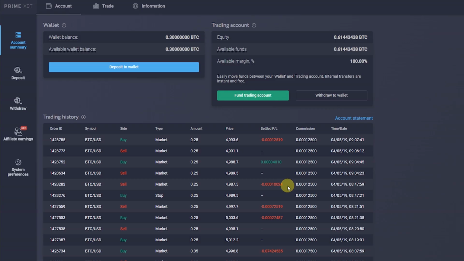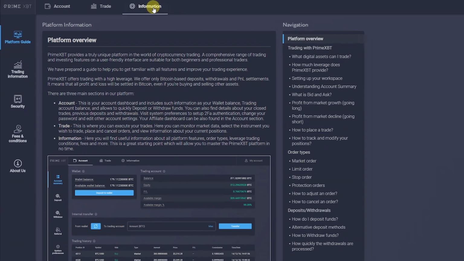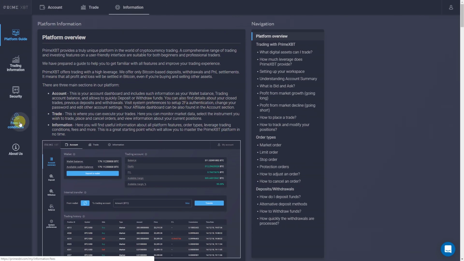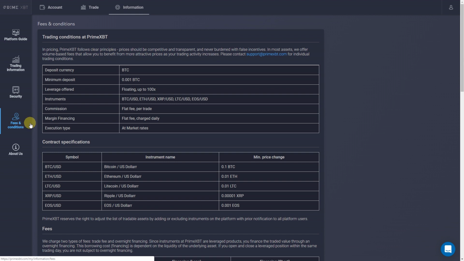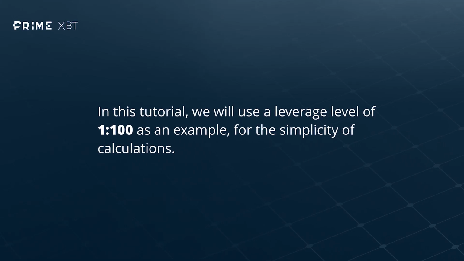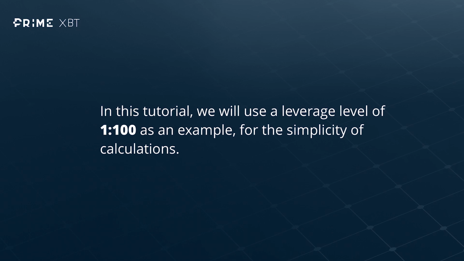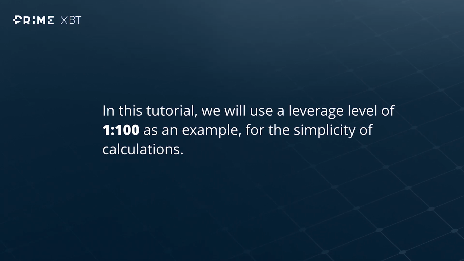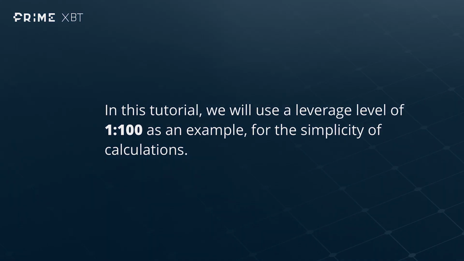To get more detailed and up-to-date information about the amount of leverage for a particular trading asset, go to the Information section by clicking on the top menu. Next, click Fees and Conditions in the menu on the left. In this tutorial, we will use a leverage level of 1 to 100 as an example for the simplicity of calculations.